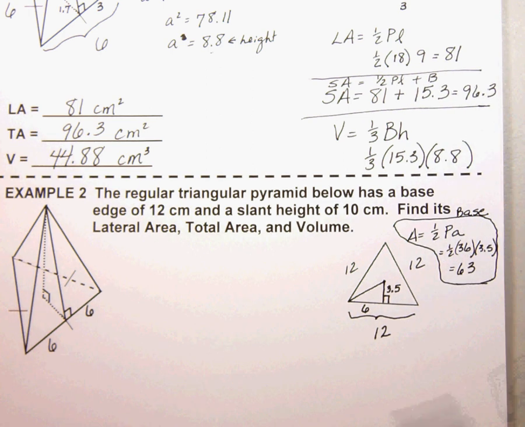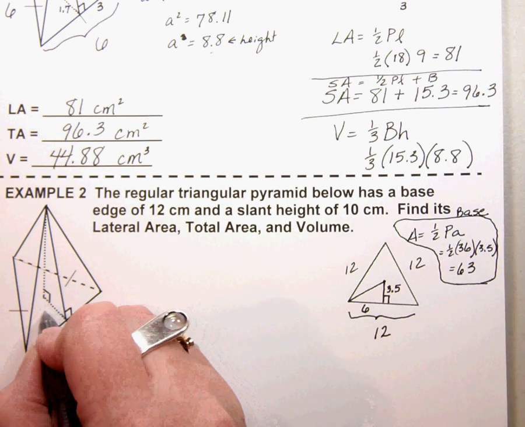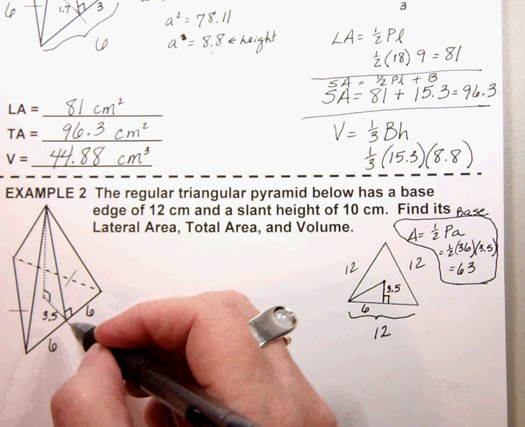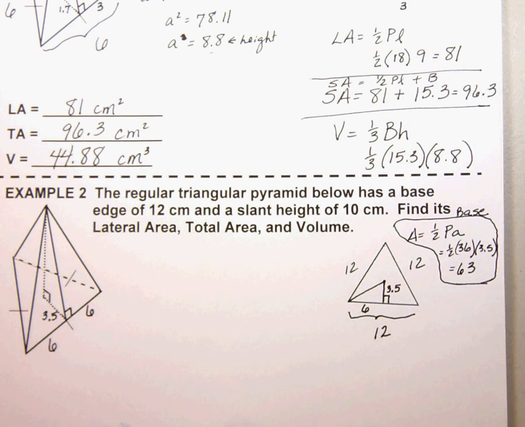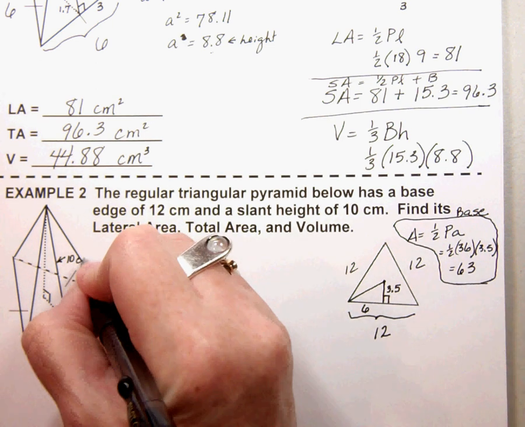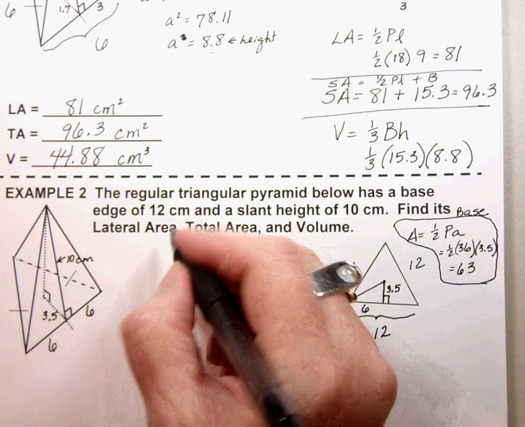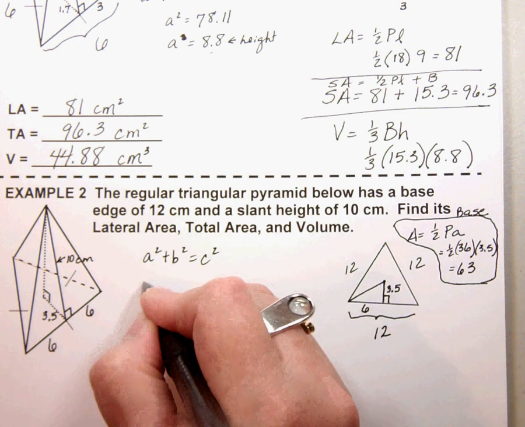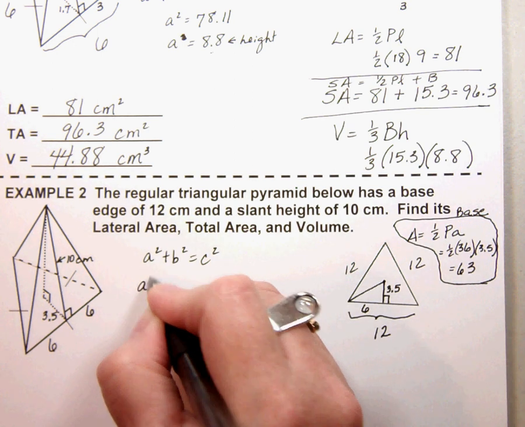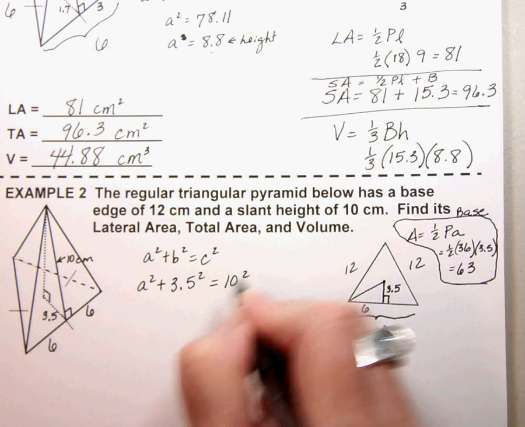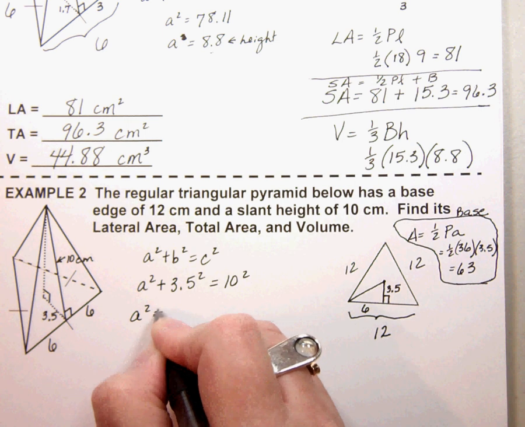Okay. Now let's see what else we're going to need. That apothem is 3.5. And do we know the slant height? Yes, the slant height is 10. I'm going to just label that on here. 10 centimeters is your slant height. So if we use the Pythagorean Theorem, you have a squared plus 3.5 squared is equal to 10 squared. Oops, keep doing plus sign.